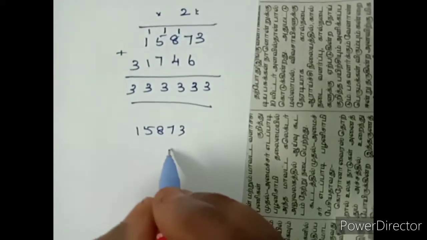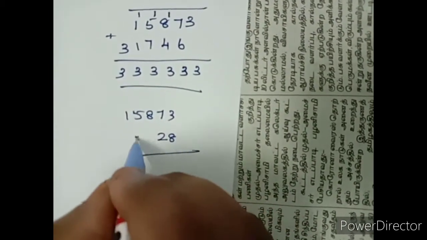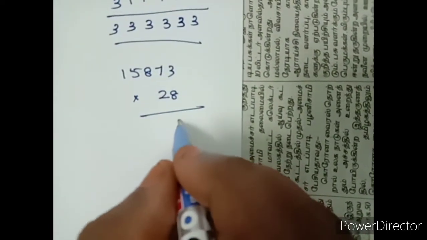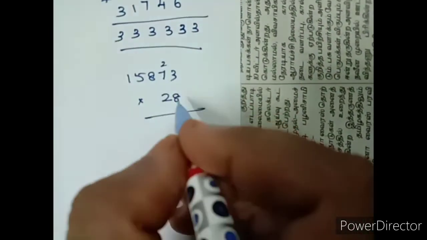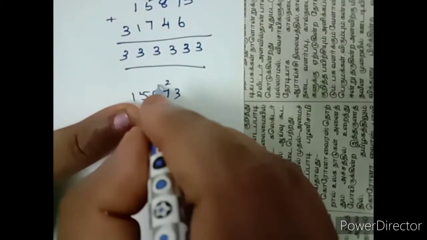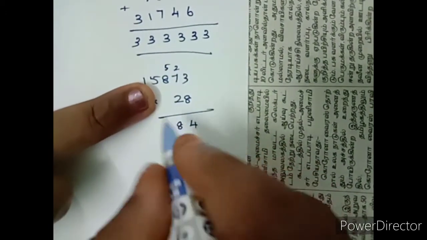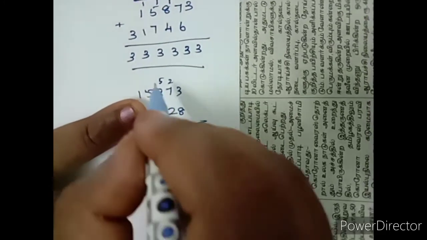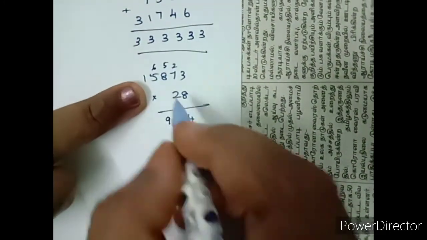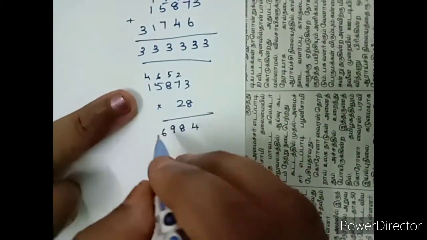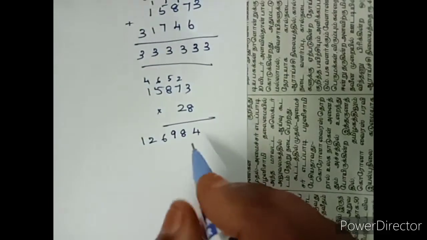15,873 multiplied by 28. 8 3s are 24. 8 7s are 56. 56 plus 2 is 58. 8 8s are 64. 64 plus 1 plus 5 is 69. 8 5s are 40. 40 plus 6 is 46. 8 1s are 8. 8 plus 4 is 12.